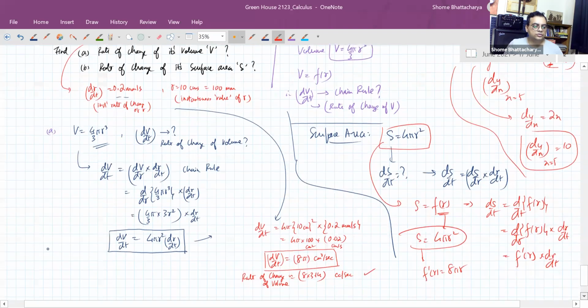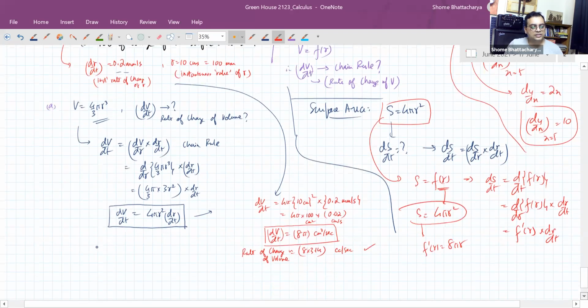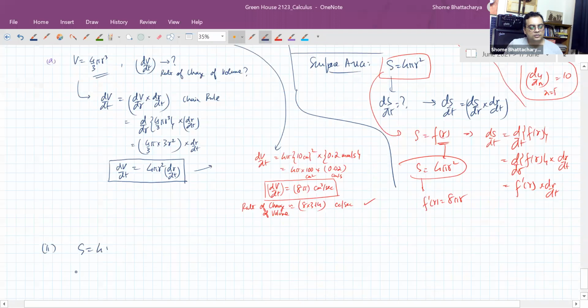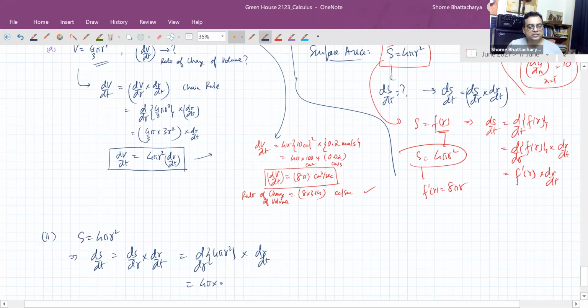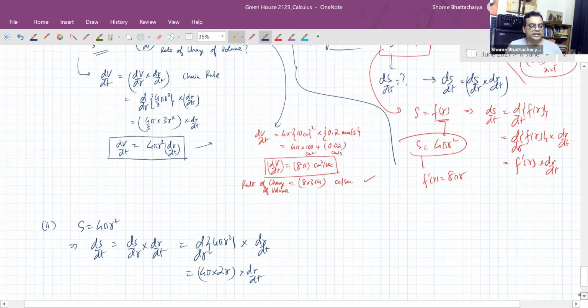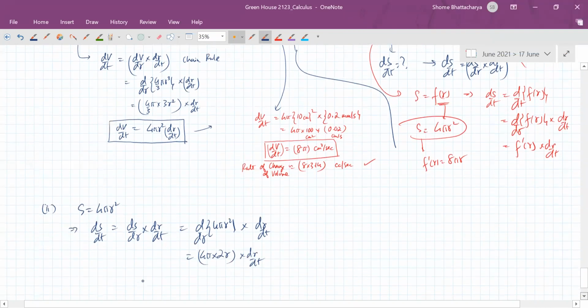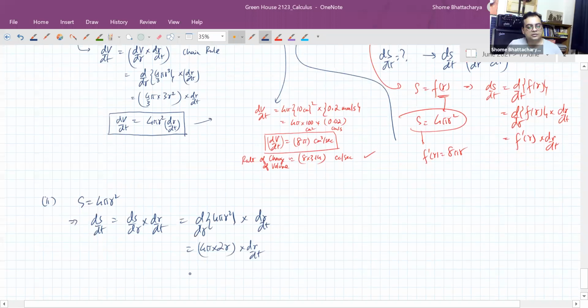Okay. So S is equal to 4 pi r square. So ds by dt is equal to ds by dr into dr by dt. So again 4 pi is a constant and differentiation of r square is 2r. So we get the formula of the rate at which the surface area is changing. It is 8 pi r dr by dt. Okay, so this is a general formula.